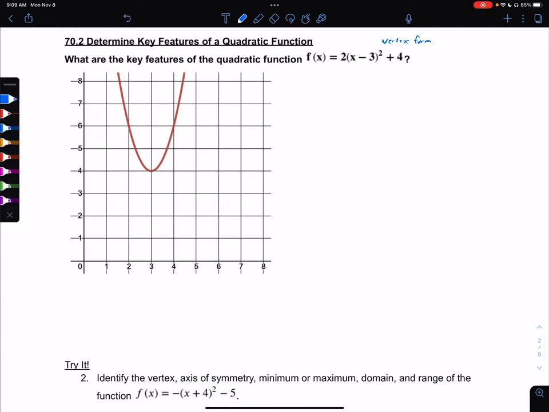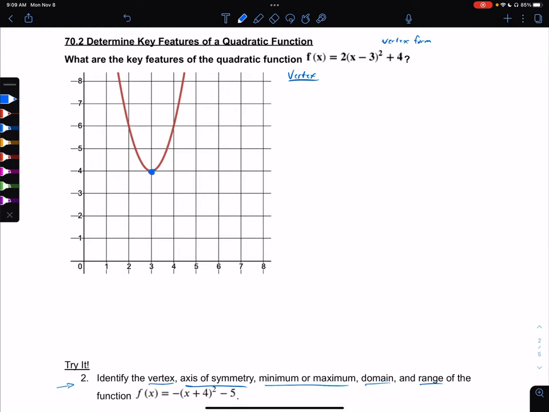So key features, and they're kind of noted down here: we have the vertex, axis of symmetry, minimum or maximum, domain, and range. Those are the key features that we are looking for. So the first one we're going to talk about is the vertex. And we already have this graphed here. It'd be pretty easy to figure out the vertex, which is going to be right here.